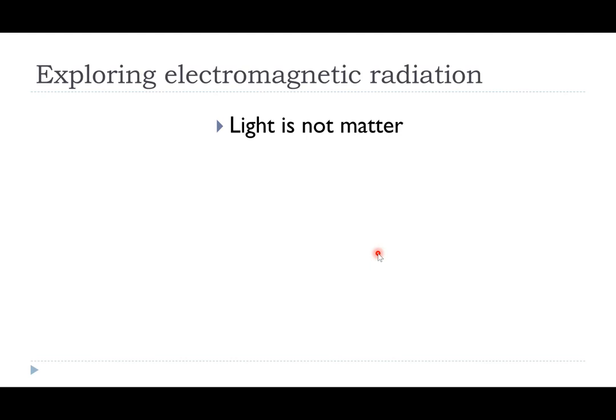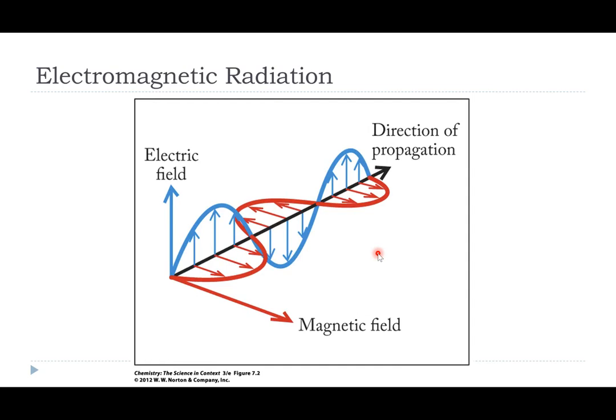So as I alluded to before, electrons behave in a very peculiar manner. So to understand how electrons behave, the first thing that we're going to talk about is how does light behave? What is light? And then we'll circle back around and see how that's similar or different than an electron. So light is not matter at all. Light is actually an electromagnetic radiation.